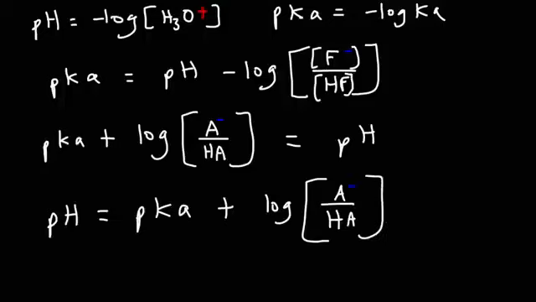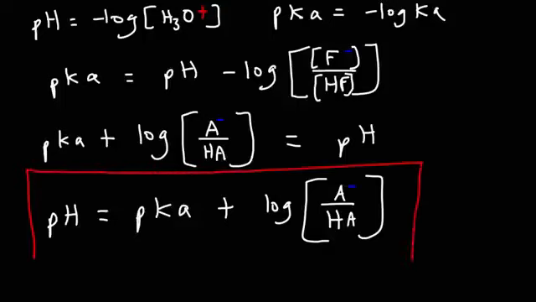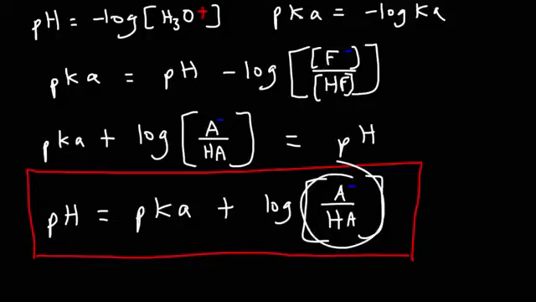A minus is the weak base component of the acid. HA is the weak acid. So that's how you can calculate the pH of a buffer solution. It's by using the Henderson-Hasselbalch equation. So the pH is dependent on the ratio of the conjugate base to the conjugate acid.